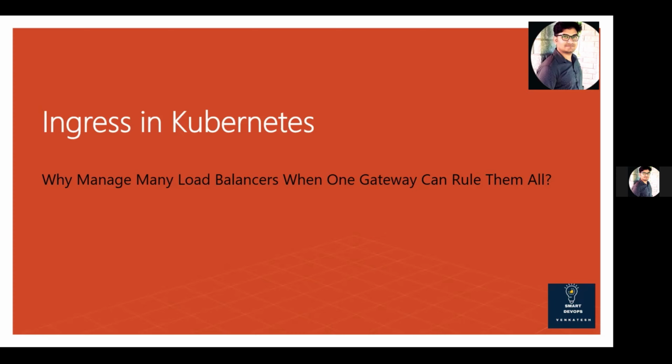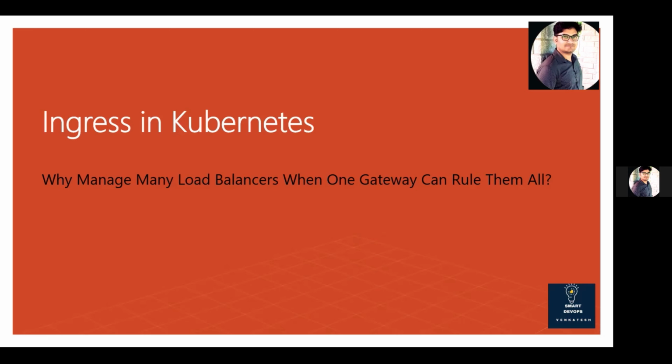To avoid that, we have a concept in Kubernetes called Ingress. What will Ingress do, how can many load balancers be optimized into one single gateway, and how does it work in our Kubernetes cluster? Today we are going to check that out.